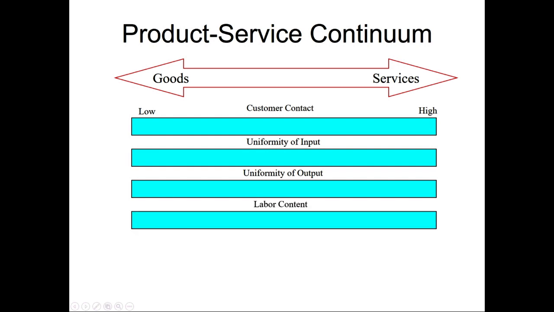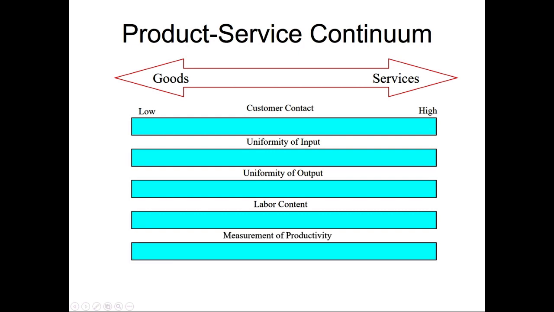Let me just throw the last of these out. Labor content. Often low on goods because we have machines that do the work for us. On services, we need people to do that. So high labor content, hair cuttery, tax offices, taxi drivers, Uber drivers, high labor content. Measurement of productivity is a tough one. Watch for this one when you go through the chapter.